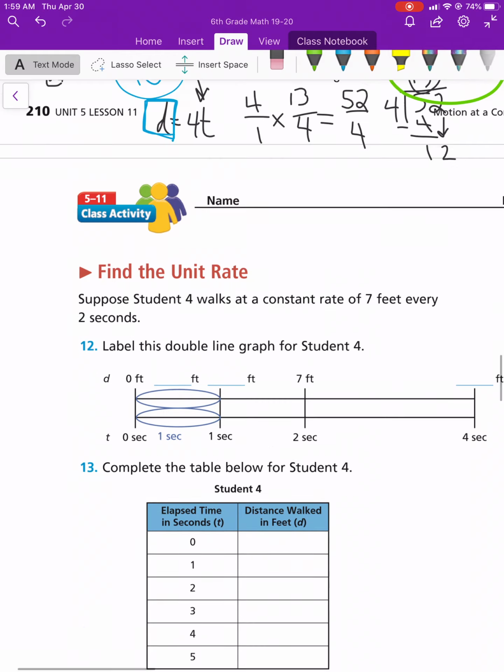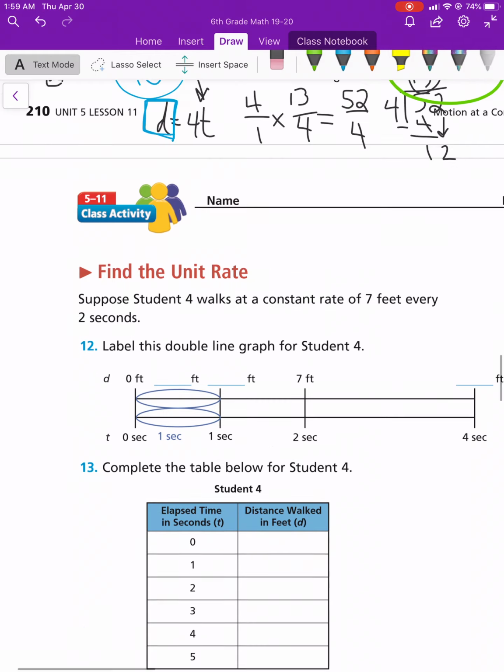And I can solve for all of these. 3 times 3.5, well, 3 times 5 is 15. Carry the 1. 3 times 3 is 9 plus 1 is 10. It's 10.5. So we can solve for all of these. And I could even say, well, at 45 seconds, how many feet will this student have walked? All I have to do is multiply 45 times 3.5, right? Okay, and I'm not going to calculate that, but we could if we needed to.